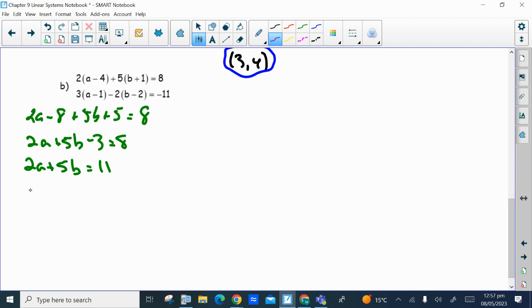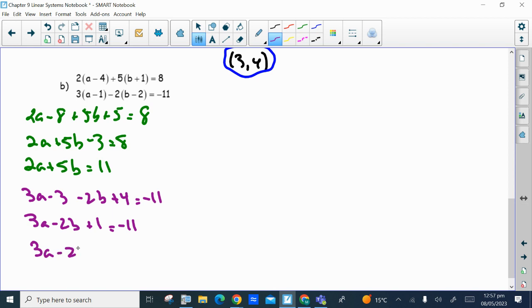You need to do the same thing for the second equation as well. First step, multiply out the brackets. Negative 3 and 4 is positive 1. And when you subtract the 1 from both sides, because you want it in the same format as the first equation, you'll get 3a take away 2b equals negative 12.